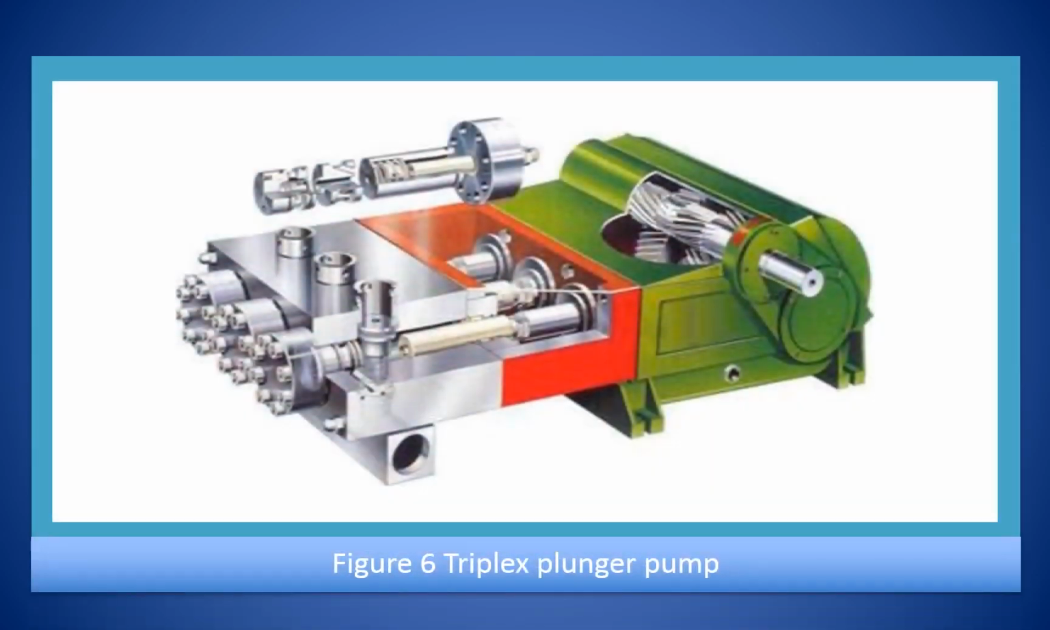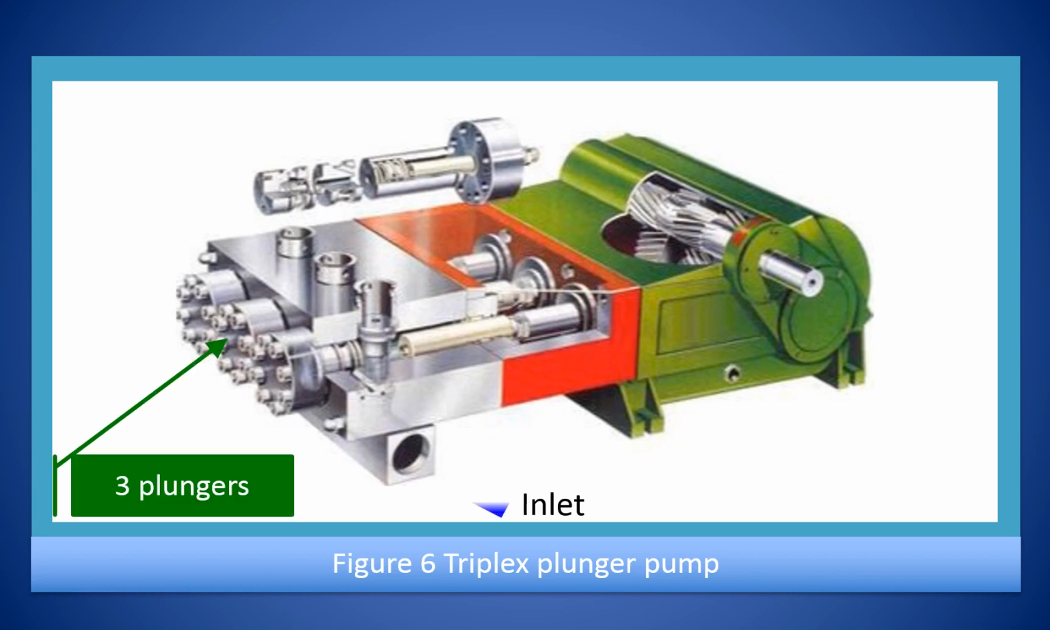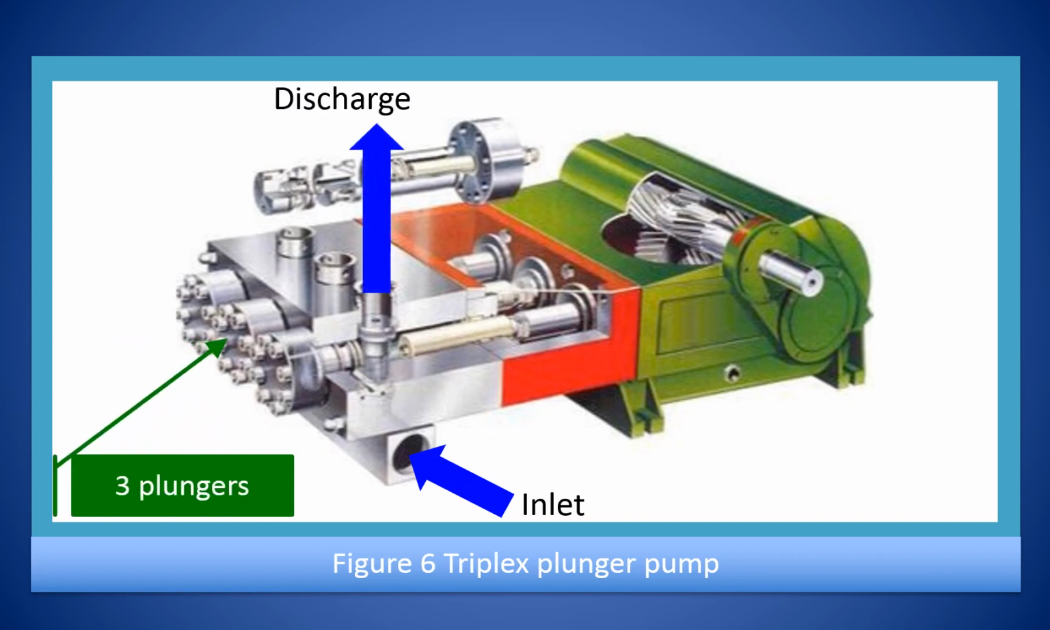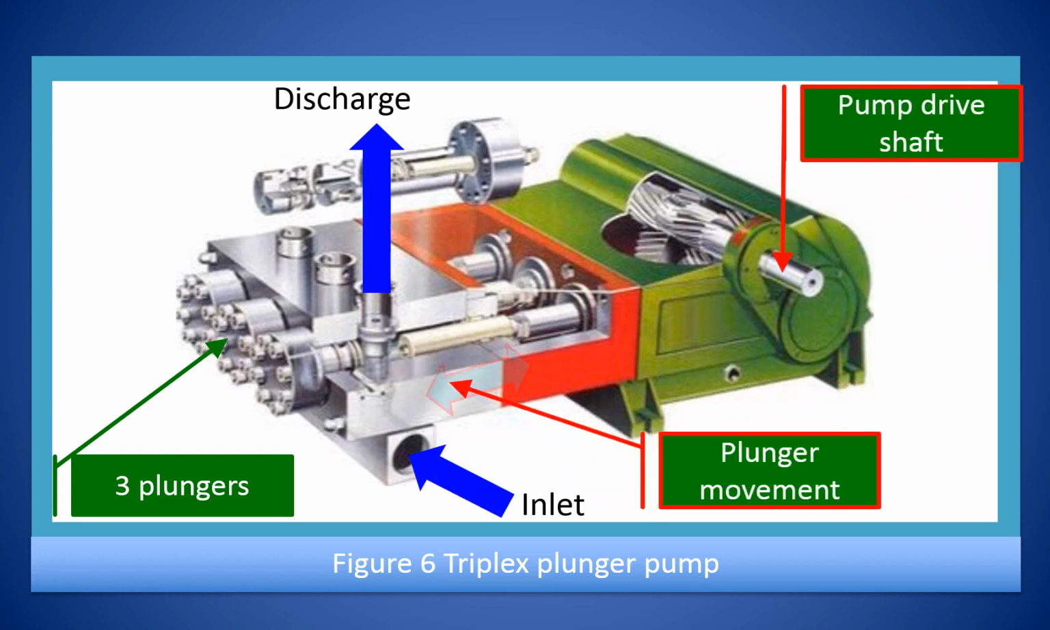Illustrated in this figure is a triplex pump. 3 plungers are fixed in a single casing. You can also see how the rotary motion of an electric motor is converted into a reciprocating motion for the pump shaft.